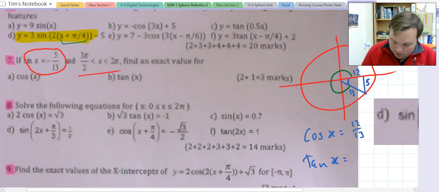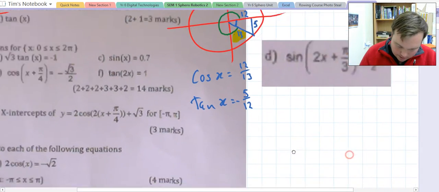Tan x will be opposite over adjacent, 5 on 12, and tan in that region is negative. Oops, I just gave it to you. But the cool trick here is not having to use a unit circle if you don't need one.